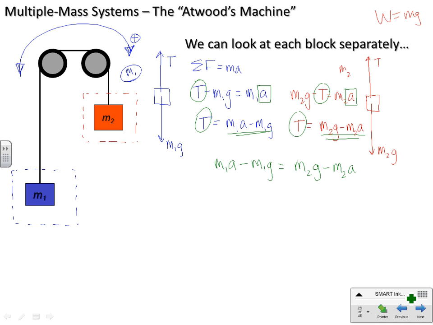I want to solve this for a. I'm going to figure out what the system's acceleration is. So I'll get all the a stuff on one side, all other stuff on the other. This is M1a plus M2a equals M2g plus M1g.